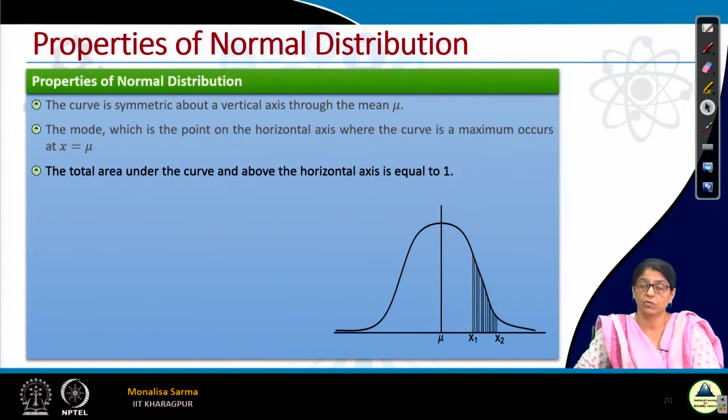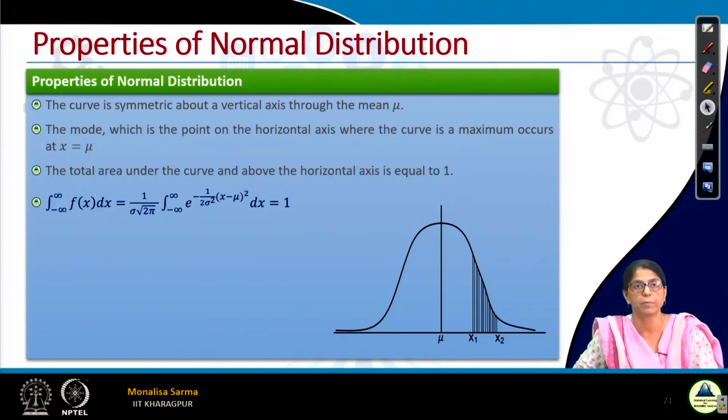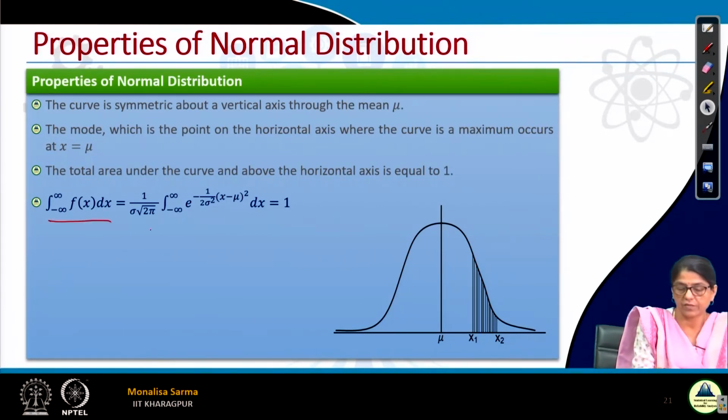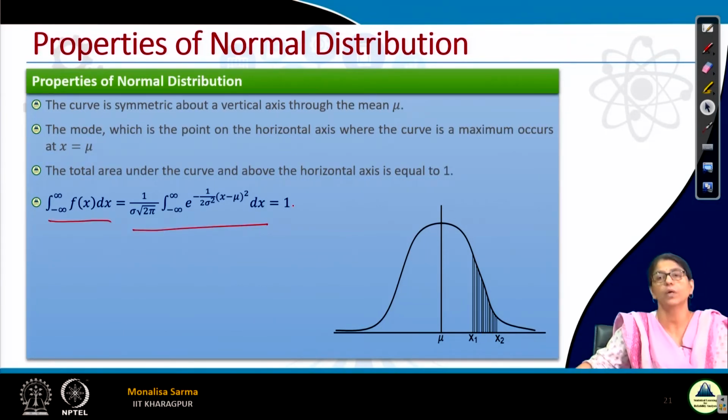The total area under the curve, of course, has to be 1 for any continuous probability distribution. We have seen f x gives the shape of the curve and the total area under the curve is equal to 1. That is why when we integrate f x from minus infinity to plus infinity, we get 1.